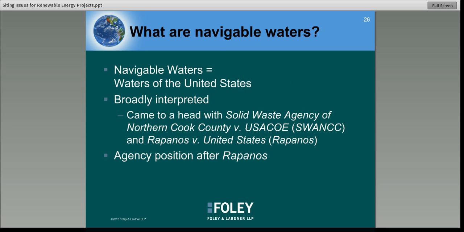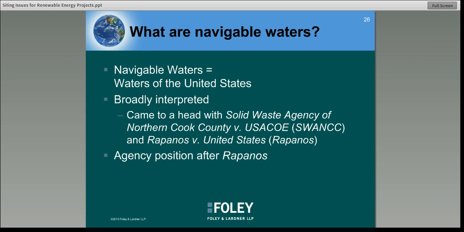So step one is figuring out what are navigable waters that are regulated. Simply put, navigable waters are waters of the United States. Easy, right? Very helpful definition. That's been pretty broadly interpreted by the courts. There's been a lot of debate over the interpretation for many years. Everything sort of came to a head with a couple of cases back in the 2000s with the Solid Waste Agency of Northern Cook County versus the Army Corps and Rapanos versus the United States.